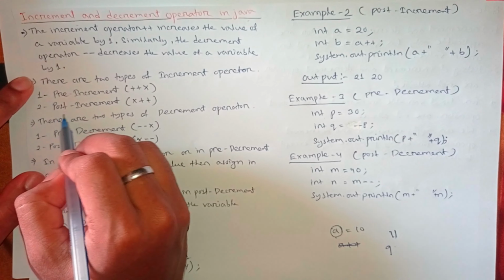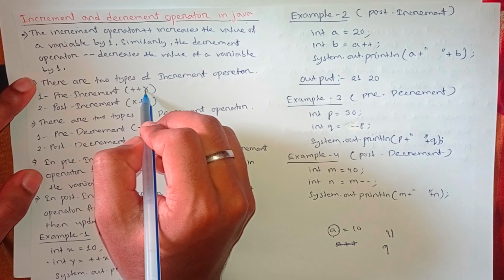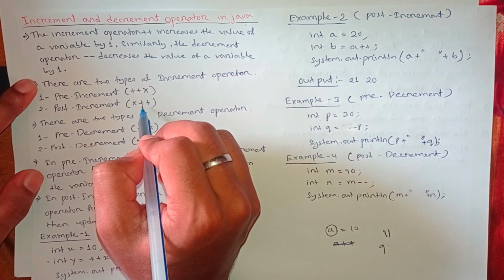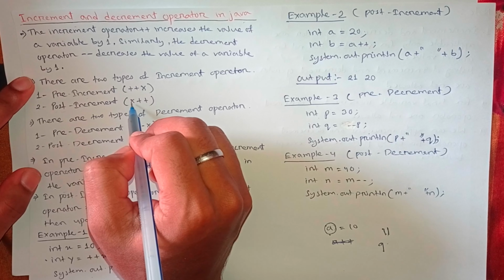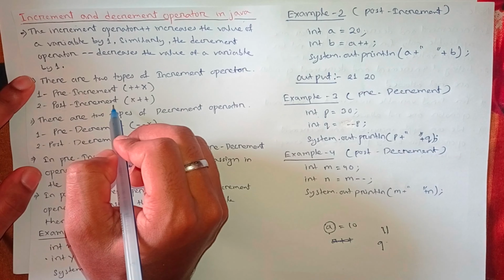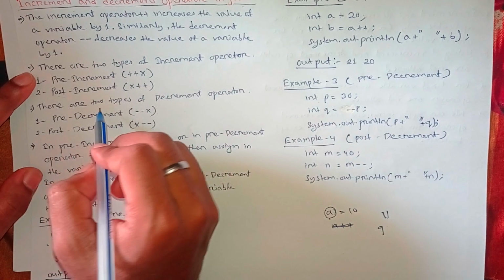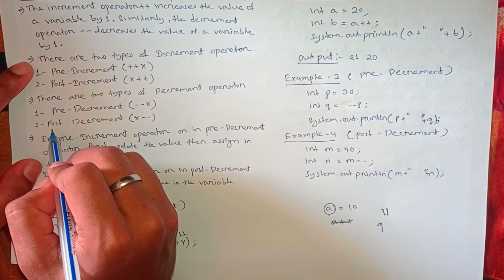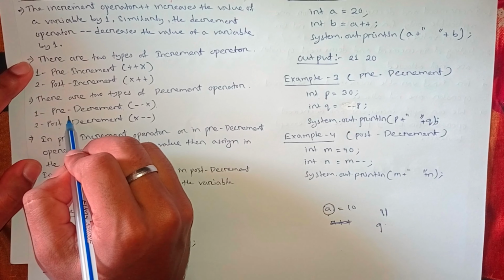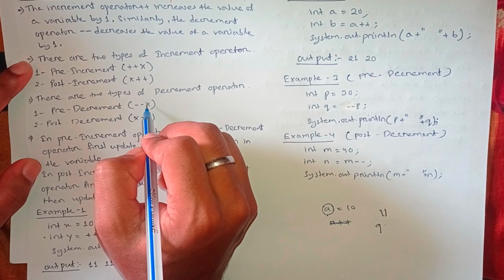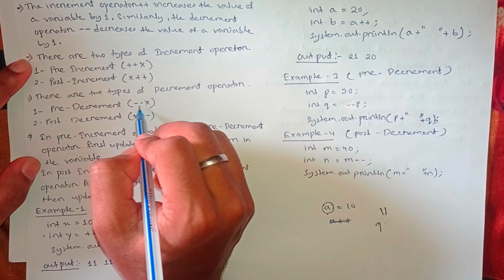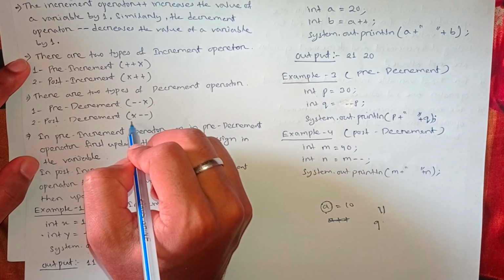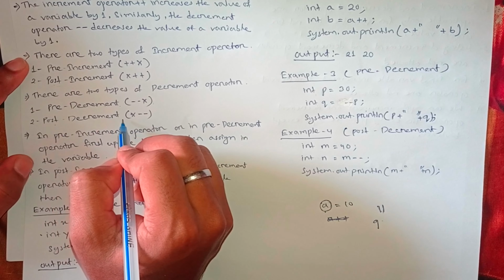Pre-increment means if I use the increment operator before the variable, then it is pre-increment. If I use the increment operator after the variable, then it is post-increment. Like that, there are two types of decrement operator. First is the pre-decrement operator and second is the post-decrement operator. Pre-decrement is when I use the decrement operator before the variable, and post-decrement is when I use it after the variable.